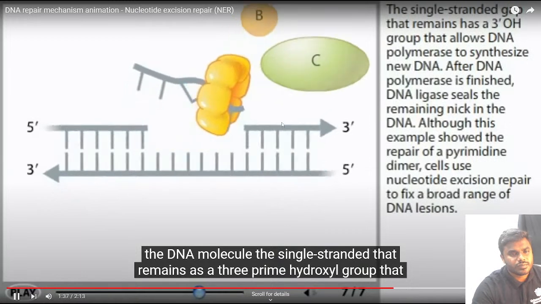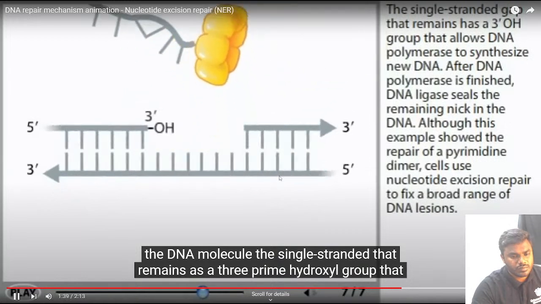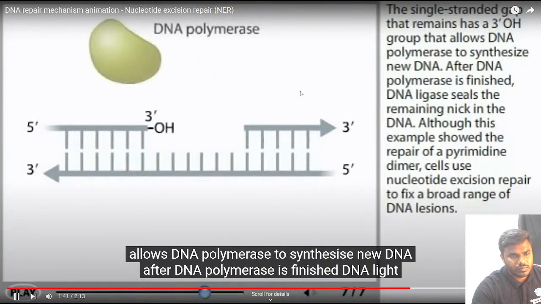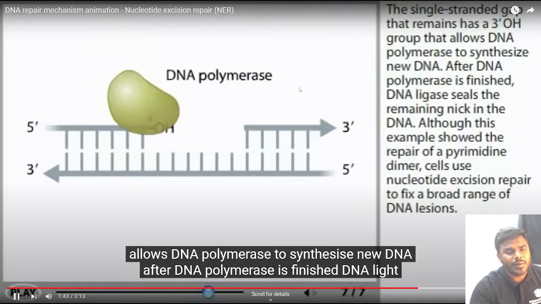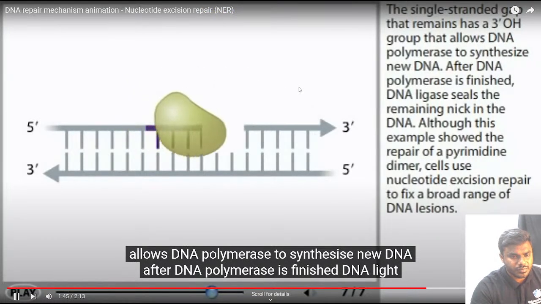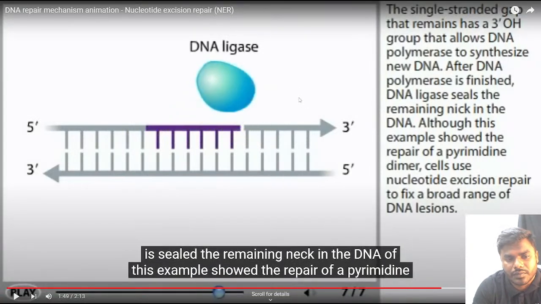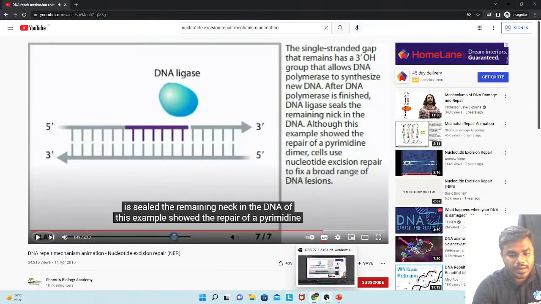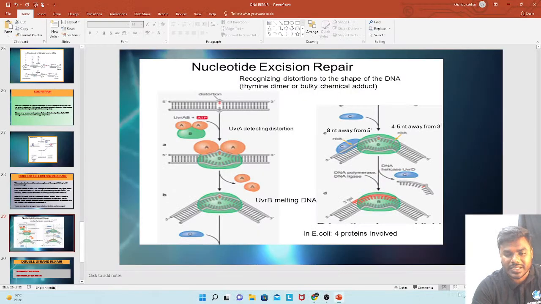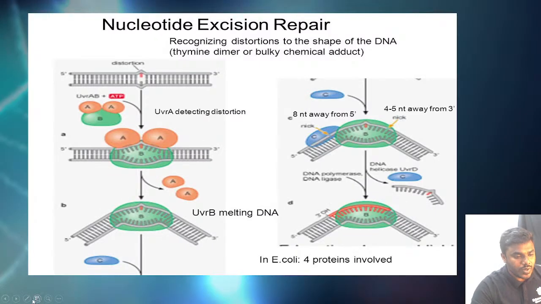The single-stranded gap that remains has a 3' hydroxyl group that allows DNA polymerase to synthesize new DNA. DNA polymerase 1 will come. After DNA polymerase is finished, DNA ligase seals the nick. So finally, DNA ligase will come and seal that particular nick. So I want you people to majorly remember UVR B and C: how many exonucleases, and how many nucleotides it is cleaving.